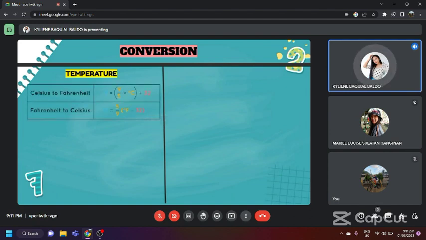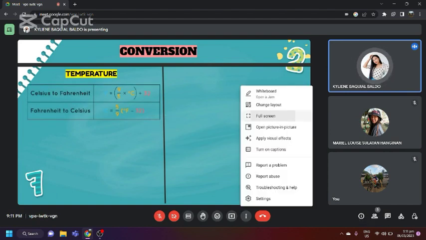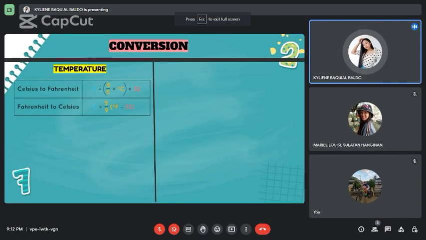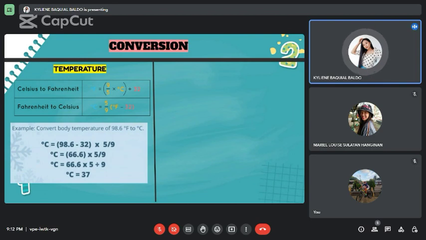Next we have temperature. This is the formula of the temperature. We have the units of Celsius to Fahrenheit and also Fahrenheit to Celsius. An example here is: convert body temperature of 98.6 Fahrenheit to Celsius. Since we will convert Fahrenheit to Celsius, of course, we have to use the formula Fahrenheit to Celsius.